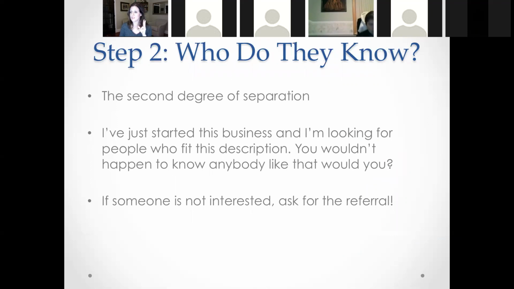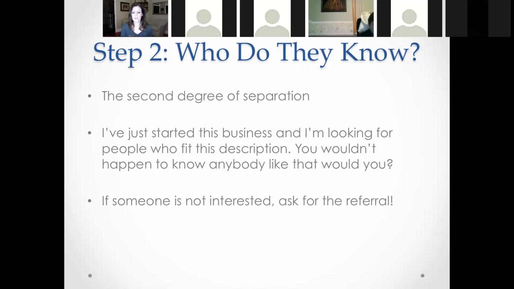So the second thing is, who do they know? We have our warm market, but as soon as you meet somebody new, whether they enroll in your business or not, their whole warm market can become your market also. So we call it the second degree of separation. Some of the conversations we can have with people is, hey, I've just started with this business. I'm looking for people that fit XYZ description: entrepreneurial, maybe into tech, health and wellness, that kind of thing, just want to be in business for themselves, financial freedom. Would you happen to know anybody like that? That's how you could just straight up ask for referrals.